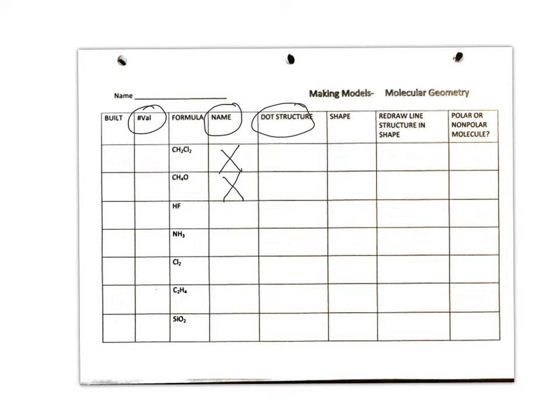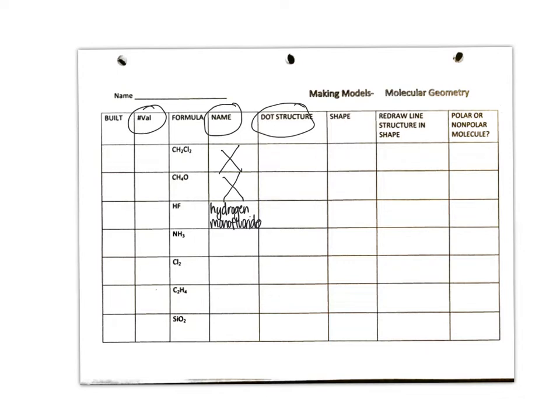Remember, for naming, you're using prefixes, never mono on the first one. So for example, HF would be hydrogen monofluoride. So we never use mono on the first one. We do use it on the second one, and the second element always gets that IDE ending.